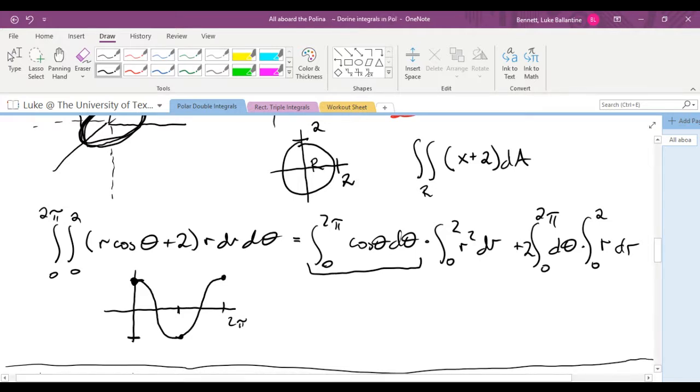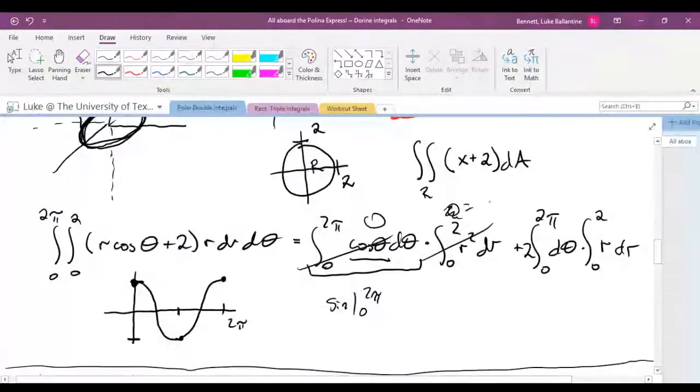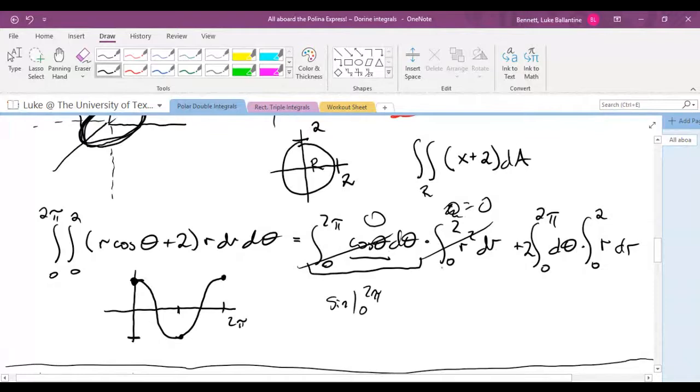So that would just be 0 if I'm not mistaken. Because if we look at it, this is cosine. The integral of cosine is sine, so we get sine evaluated from 0 to 2 pi. Sine of 2 pi is 0. Sine of 0 is 0. This whole term goes to 0. Multiplied by r squared, this goes to 0 too. Well, 0 times some number equals 0. Cool. So we don't have to worry about that first part.